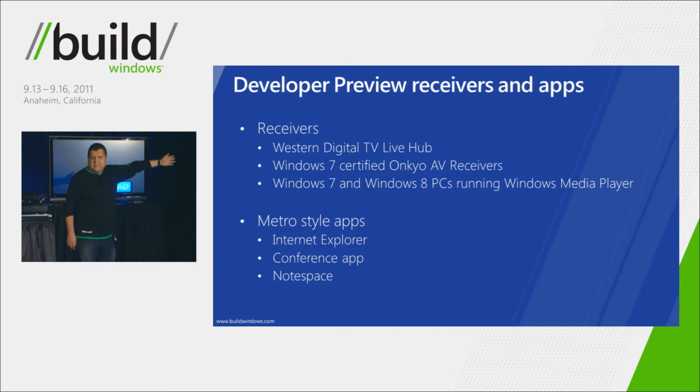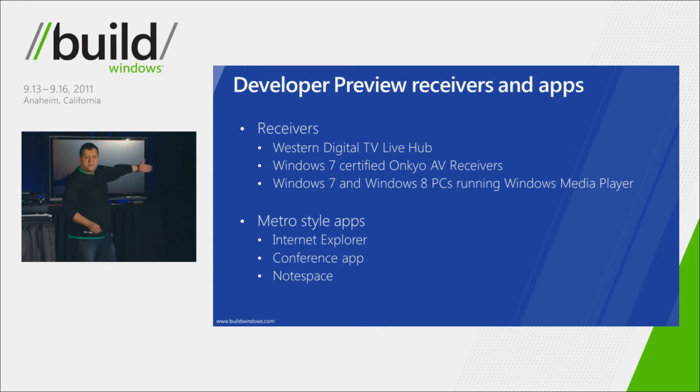So the only receivers that you can test Play To with right now, because it's optimized to work with those receivers, are this little box here, which is a Western Digital device. This box. Okay. The second one is Windows 7 certified Onkyo receivers, and this is an Onkyo receiver. And the third type is Windows 7 and Windows 8 Windows Media Player software. Okay.